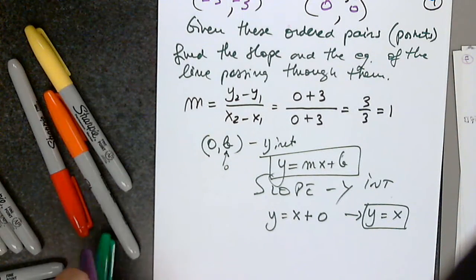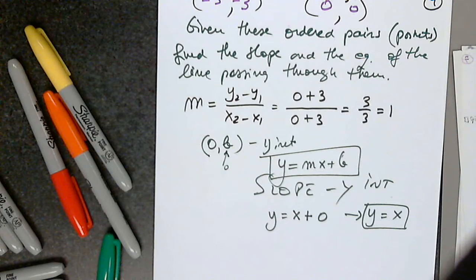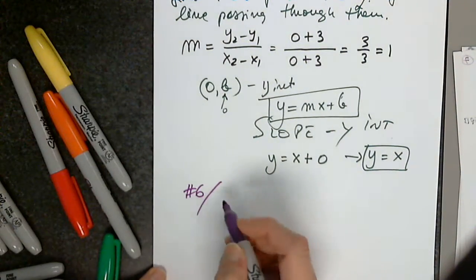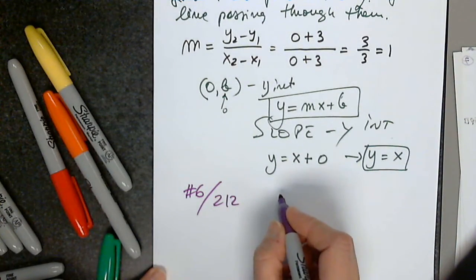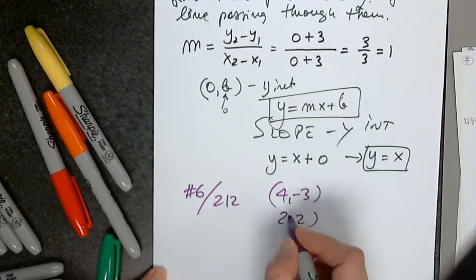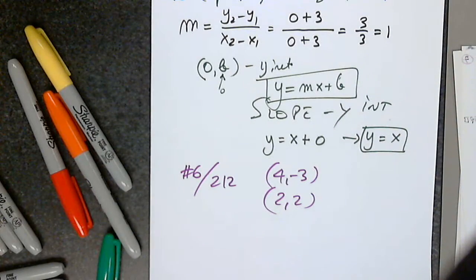So let's look at another equation now. I'm going to pick 6 on page 212. And I have 4 comma -3 and 2 comma 2. We're asked the same thing. We're asked to find the slope and the equation of the line passing through those 2. Now, do I have the y-intercept? No, I don't have a point that has 0 comma a number. So I don't have the y-intercept. For that reason, we will be using a different equation.